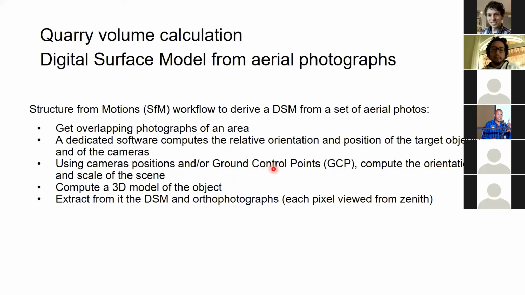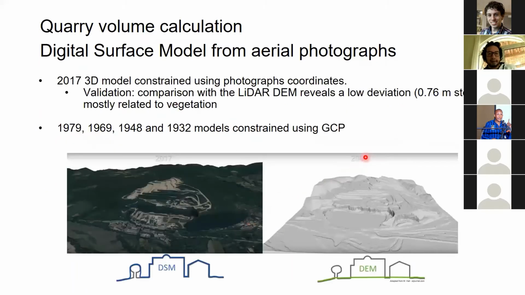So with either this or this technique, depending on how far you go back in time, Jérémy can compute the orientation and the scale of the scene. And then he can compute a 3D model of the terrain. And from that, he can extract the digital surface model and also orthophotographs. Orthophotographs are images as if for each pixel you were looking at it really from zenith, from a perfectly vertical view on each pixel in the figure. All right, so that's a basic workflow, and here are some examples.